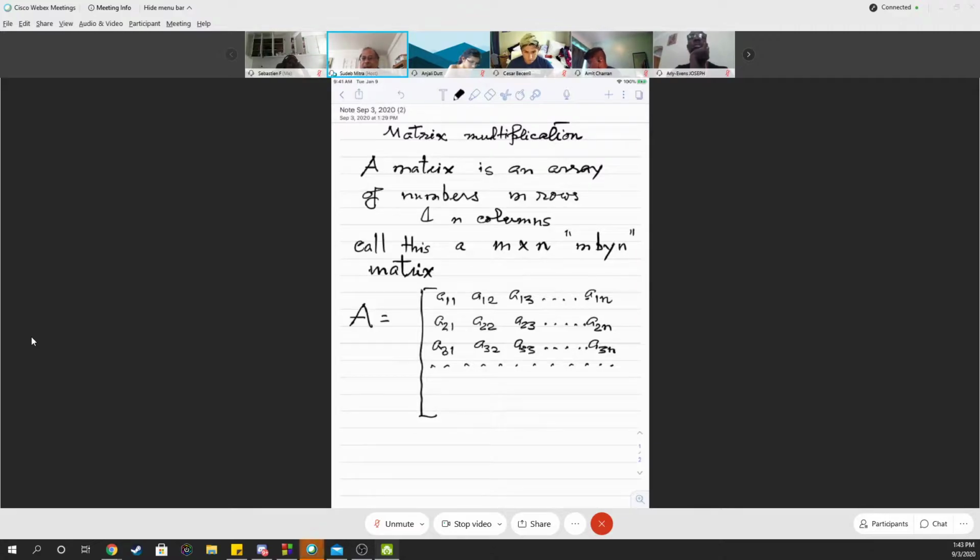Consider the ith row: Ai1, Ai2, Ai3, dot dot dot, there is an Aij in the jth column, dot dot dot, Ain. And then there are more rows. And finally, I said that it has m rows, so Am1, Am2, Am3, dot dot dot, Amn. This is what a matrix is.